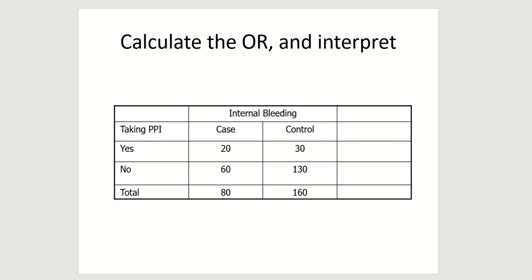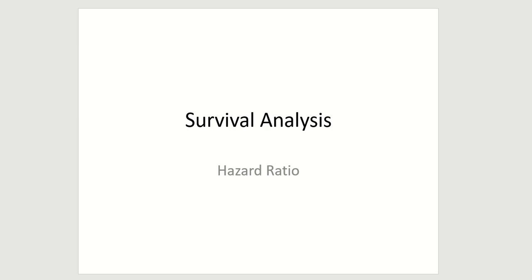So here's a table. I'm looking at a case control design. The cases are those who have internal bleeding, the controls are those who do not have internal bleeding, and I'm looking at whether they were taking PPI or not. And I'm asking you to calculate an odds ratio and to interpret that odds ratio. That's probably going to also be part of your assignment.